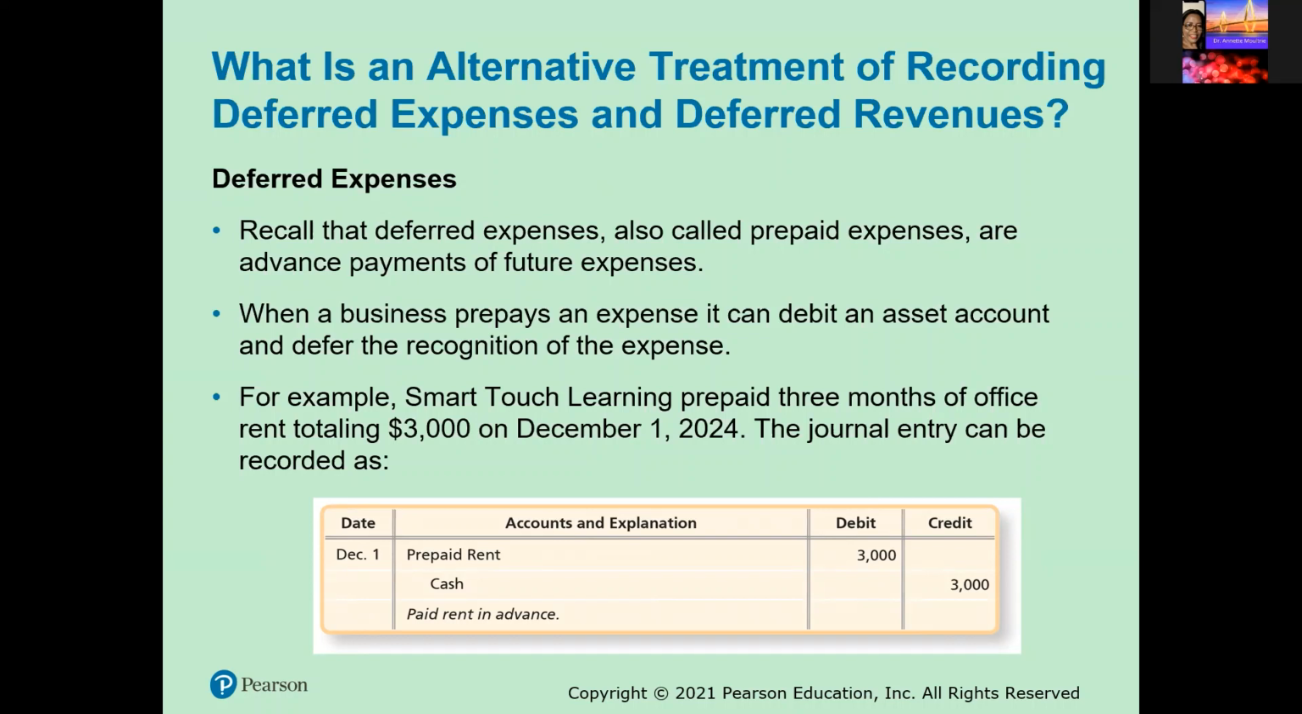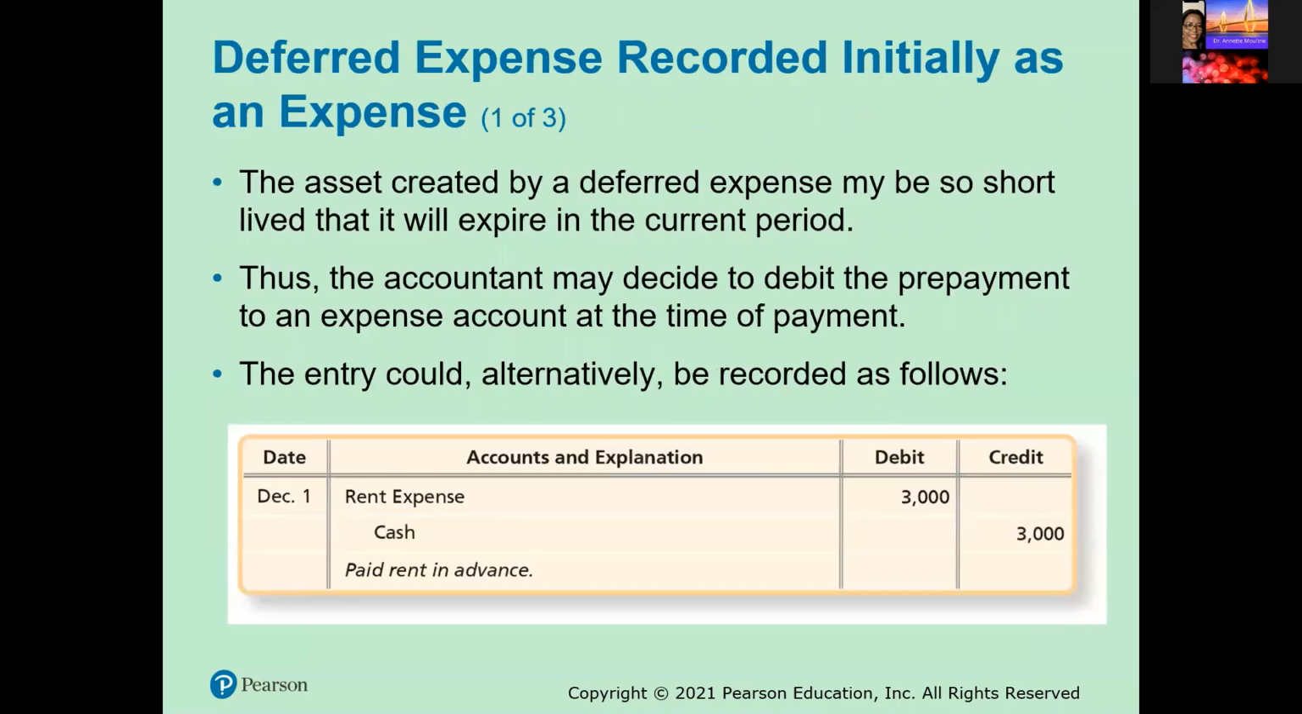The journal entry on this slide illustrates an example of debiting an asset, which is prepaid rent, when rent is paid in advance. So here you see this example. Smart Touch Learning prepaid 3 months of office rent totaling $3,000 on December 1st, 2024. So there's a debit of $3,000 to prepaid rent, and cash is credited for $3,000 paid rent in advance. Deferring an expense creates an asset.